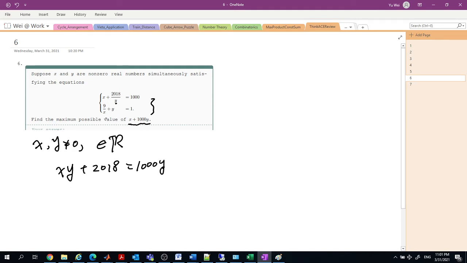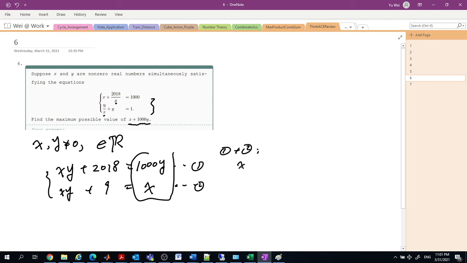And I also need the x. This one gives us x, so xy + 9 is also equal to x. Great job. So we have equations 1 and 2, right? Our goal is x + 1000y. So adding 1 and 2 gives us x + 1000y equals 2xy + 2027.